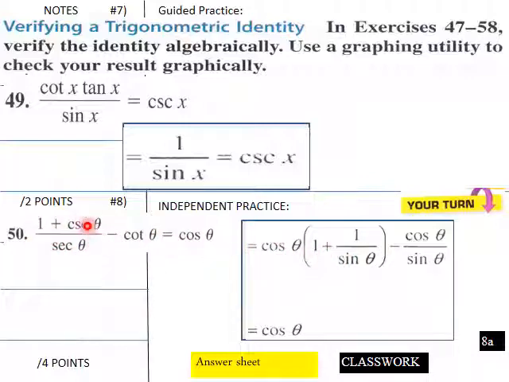Well, cosine theta here, this will come into this. Secant, or rather cosecant, is 1 over sine, so that takes care of that. And then secant is the same thing as 1 over cosine. So when you flip that back up, that becomes your cosine here, and then your 1 stays there. So you have cosine times quantity 1 plus 1 over sine theta, which is cosecant, minus cosine theta over sine theta, which is cotan. So these two cancel each other out here. And then cosine theta times 1 is cosine theta. So that proves itself out there.